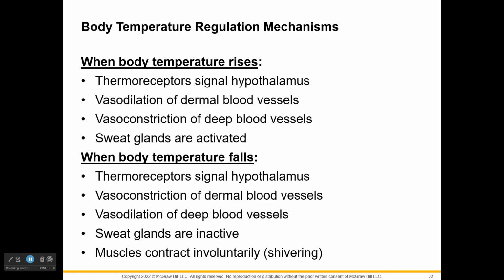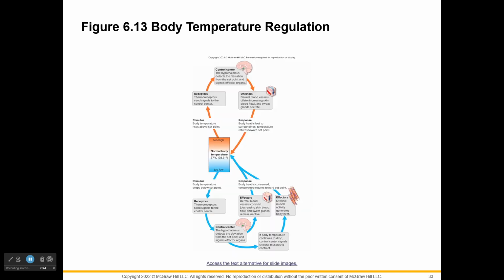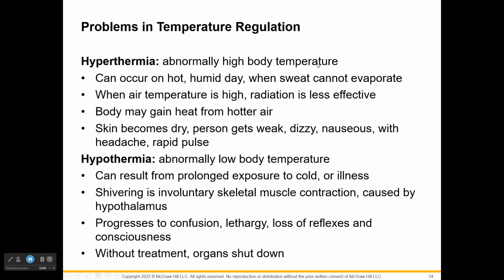And then we stop vasoconstriction to deep blood vessels because we don't need the blood to stay in our core. We need it on our superficial areas, so to release the heat from there. And then the sweat glands are activated. But when the temperature falls, have you ever sweated too much, right? And you get cold. So the hypothalamus tells you, hey, let's constrict those dermal blood vessels, dilate the deep ones, keep the blood deep, and the sweat glands become inactive. And this is where you might shiver and those smooth muscle contractions of the erector pili may occur. And so this is that negative feedback loop for responding to temperature.